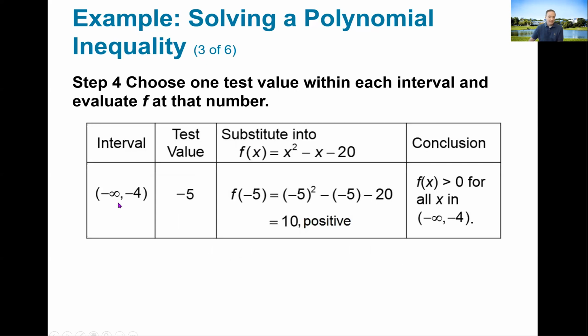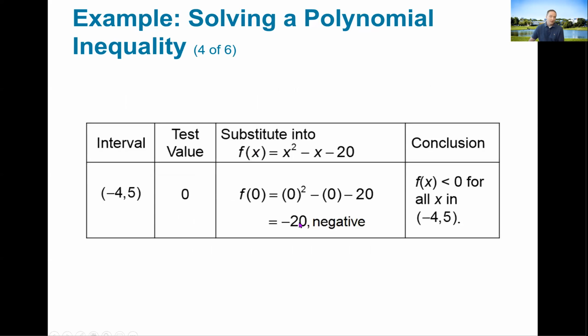So right now I can say the numbers between negative infinity and negative 4 are a solution because a test point in that region yielded a true statement. The numbers between negative 4 and 5 are not a solution because a test value in that region gave me a false statement.